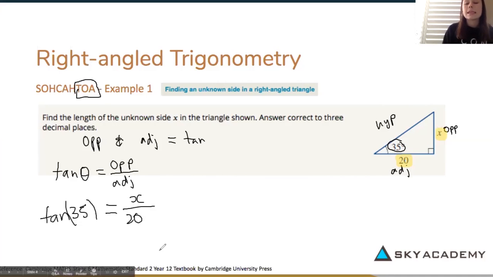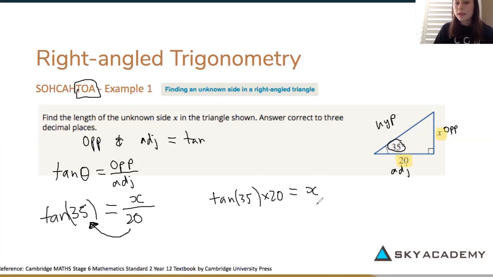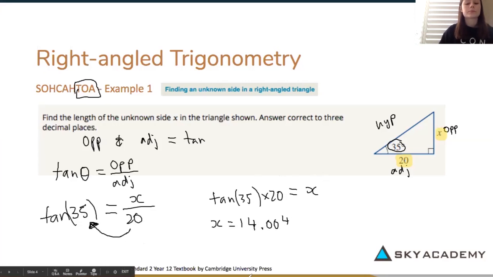So I'm going to do simple algebra, and I'm going to take my 20 over the other side of my equation, and I'm going to times it by tan 35. So tan 35 times by 20 is going to equal x. And when you pop that in your calculator, you should get a value of x equals 14.004 to 3 decimal places. And that's my whole answer for this question.